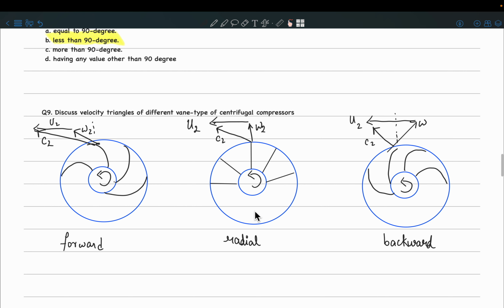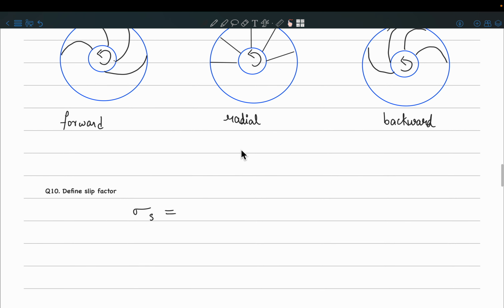And what is the whirl component actually? Let us take the case of a radial centrifugal compressor. The whirl component is the tangential component. So this is C2's tangential component. If this is the angle theta, then I'm talking about C2 sine theta. I will denote that as C2 theta, and this is divided by the blade velocity u. Is this clear?